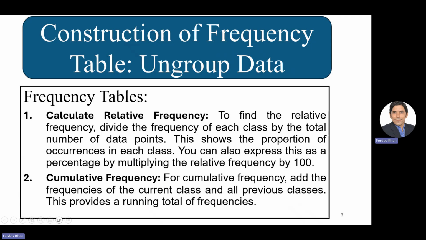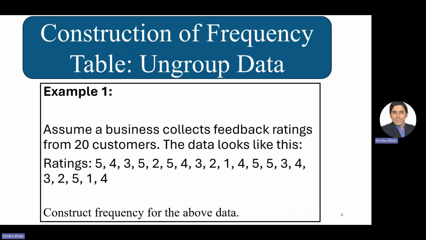This shows the proportion of occurrences of each observation. You can also express this as a percentage by multiplying the relative frequency by 100. Sometimes you need to represent the proportion as a percentage, and in that case you multiply by 100. So this is all about relative frequency. For cumulative frequency, add the frequencies of the current class and all the previous classes. This provides a running total of the frequencies. We will do this with the data, and then you will understand what is meant by that.